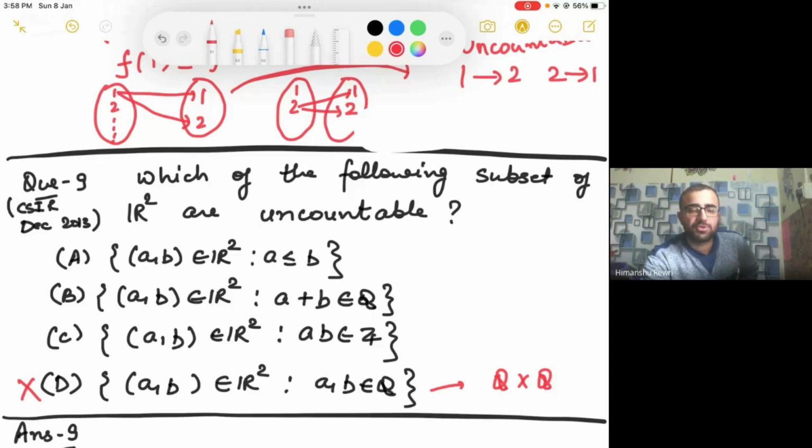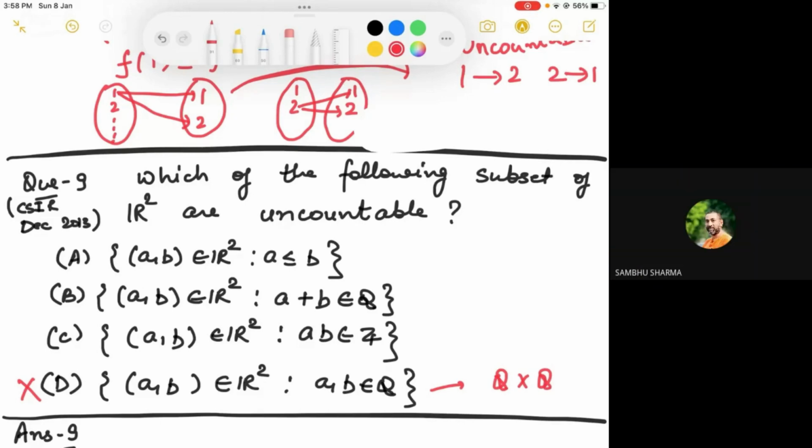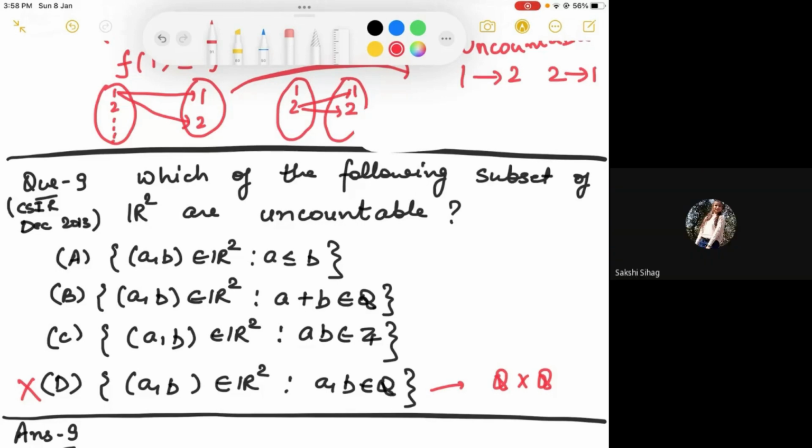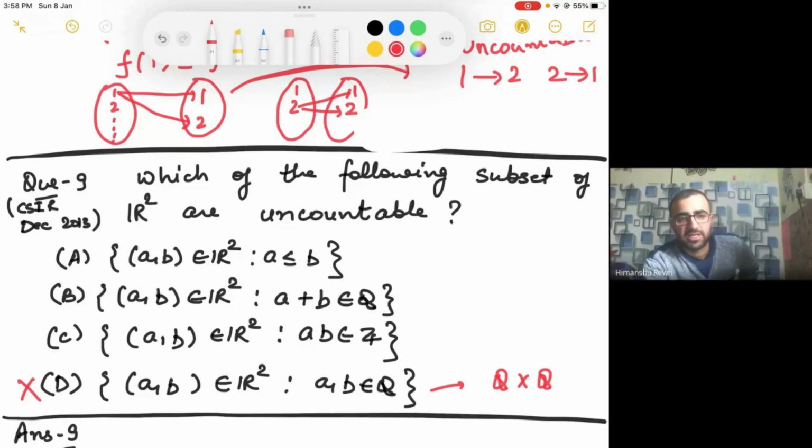What about option C? Uncountable, sir. Why is it uncountable? Because root 7 into root 7 is an integer. Take any irrational number, a comma b, then multiply it. So take b to be some irrational number, and a some integer, into some irrational number.